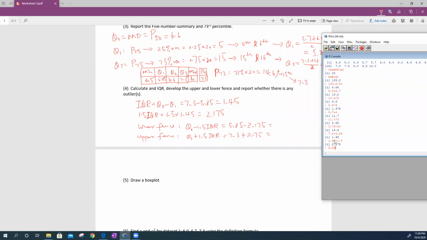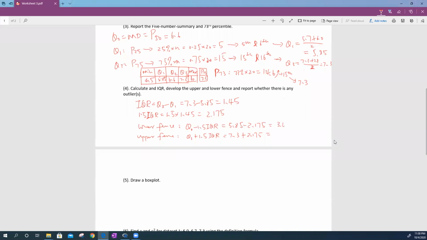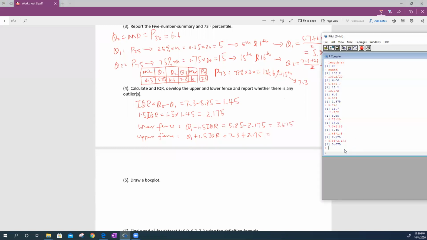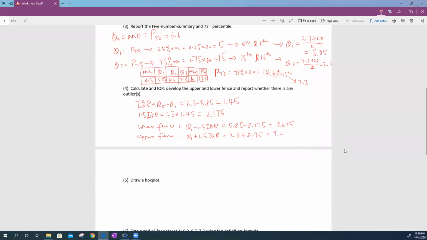So 5.85 minus 2.175 is 3.675. And then 7.3 plus 2.175 gives us 9.475. So the lower and upper fence give us a range, from 3.675 to 9.475. So anything outside the range we consider an outlier.